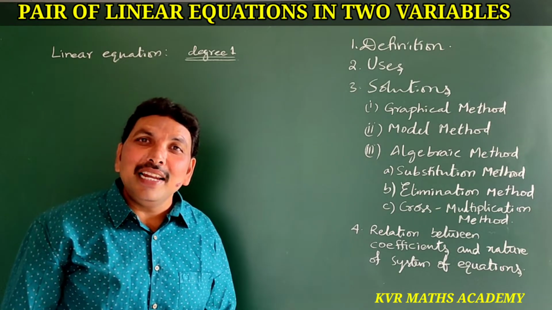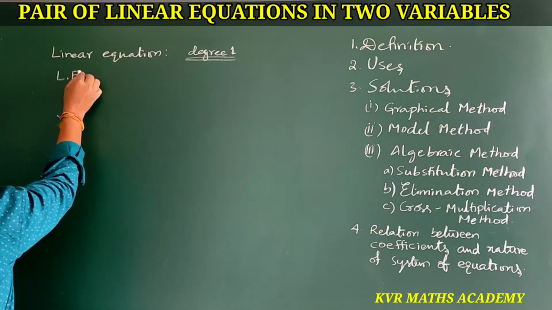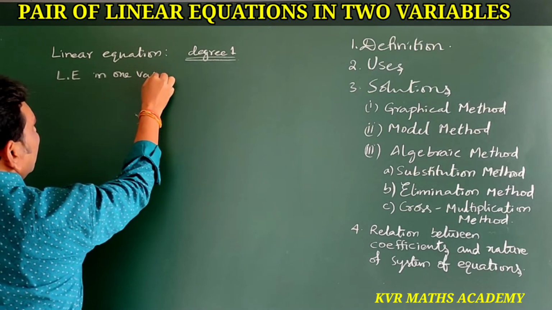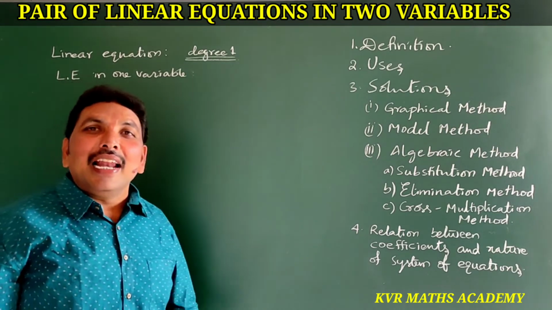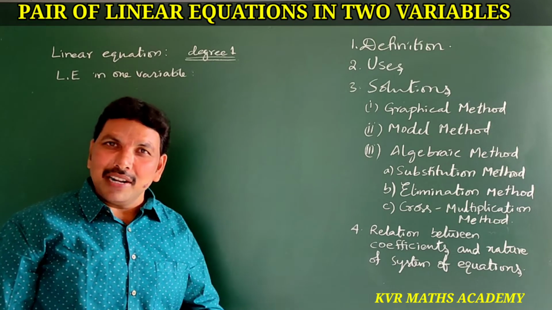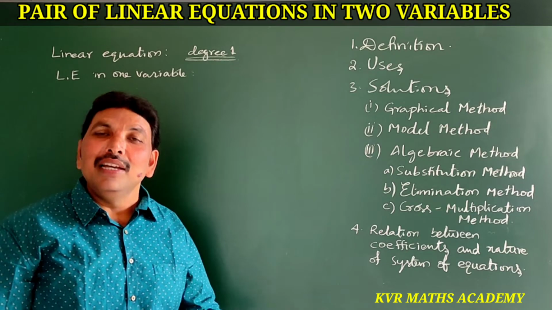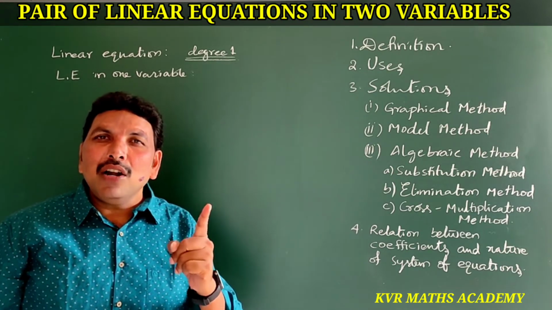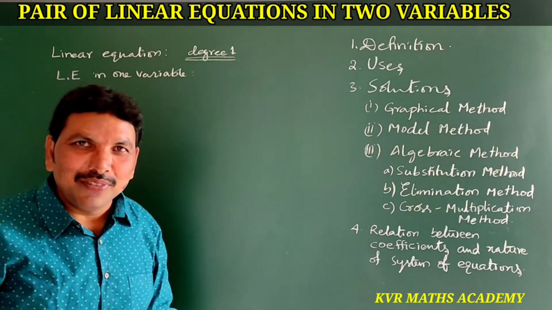What is a linear equation in one variable? I am simply writing LE for linear equation. A linear equation consisting of one and only one variable. What are the variables? x, y, z and so on, those are all variables. A linear equation which consists of one and only one variable is called a linear equation in one variable.